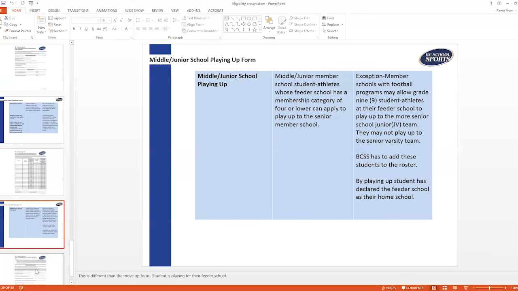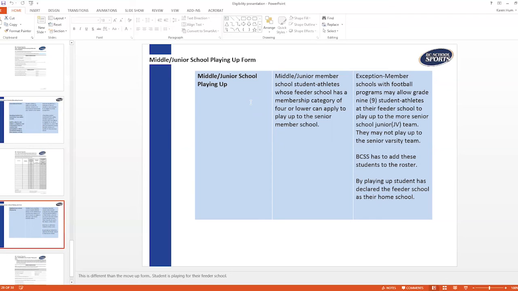Okay, we're going to move on to the last and final form. This is the middle junior school playing up form. A lot of people get this confused with the move up form. The move up form is the one we use in STARS. If a student is registered on a lower age group team and you want to move them up to the more senior team, you would submit that form, but that student is registered at your school. This form is used in the case that you have a middle and junior school and you have a feeder senior school and you want that student to play for the feeder senior school, the more senior school. That is when this form is submitted.